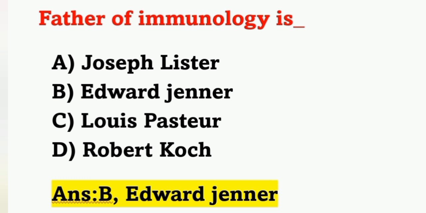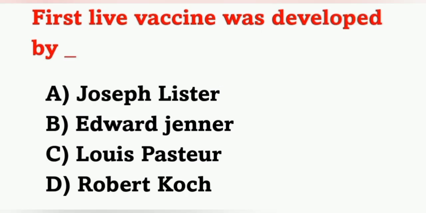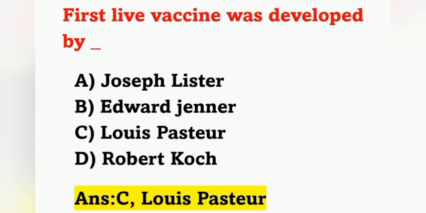Joseph Lister, the first option, is the father of antiseptic surgery, Louis Pasteur is the father of microbiology, and Robert Koch is the father of bacteriology. And the next question, first live vaccine was developed by option A, Joseph Lister, option B, Edward Jenner, option C, Louis Pasteur, and option D, Robert Koch. First live vaccine was developed by Louis Pasteur. Option C is the correct answer.